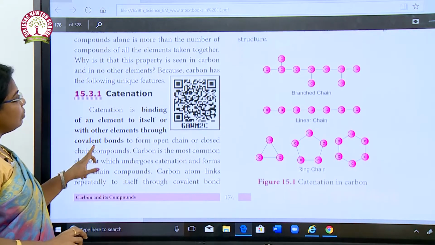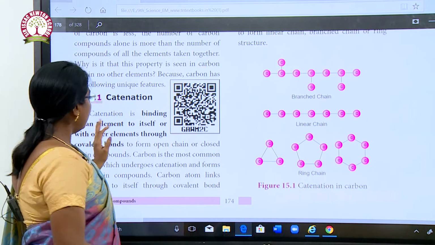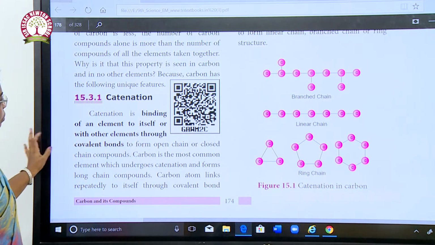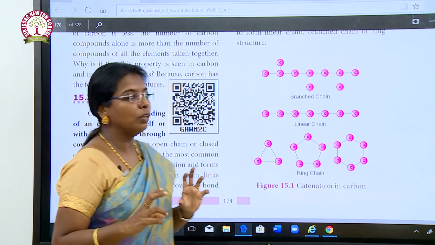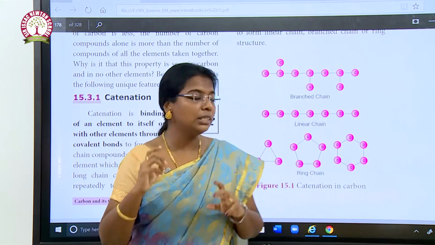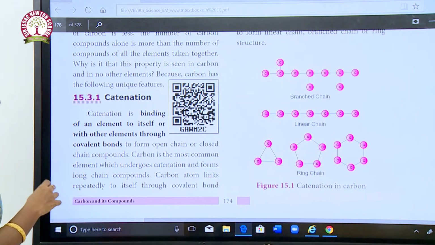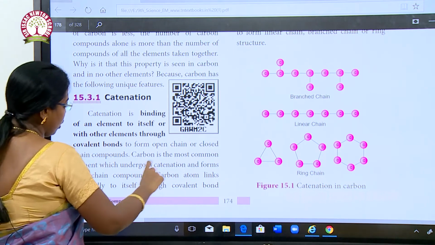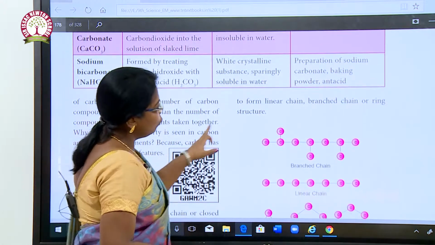Now we are going to see about catenation. What is catenation? Catenation is the binding of an element to itself through covalent bonds. For example, an element A being bound with another A through a covalent bond. This is called catenation. Carbon is the most common element which undergoes catenation and forms long chain compounds. Carbon atoms link repeatedly to themselves through covalent bonds to form a linear chain.